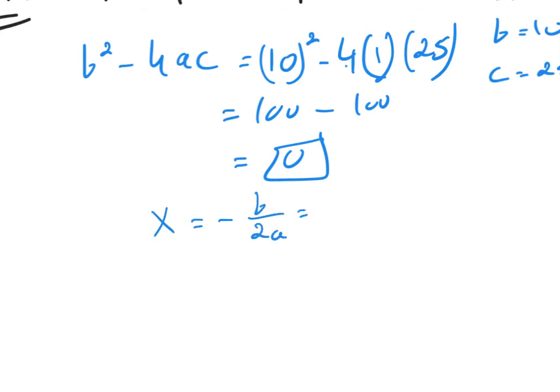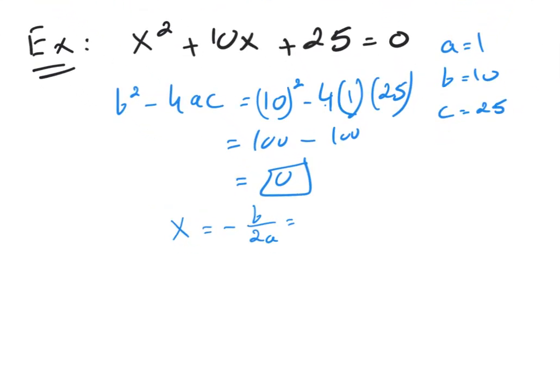That's from the formula here, and we know that b is 10, so the answer will be negative 10 over 2 times 1, which is 2. That's negative 10 over 2, which is negative 5, right? Negative 5 is my solution. There's only one solution here.